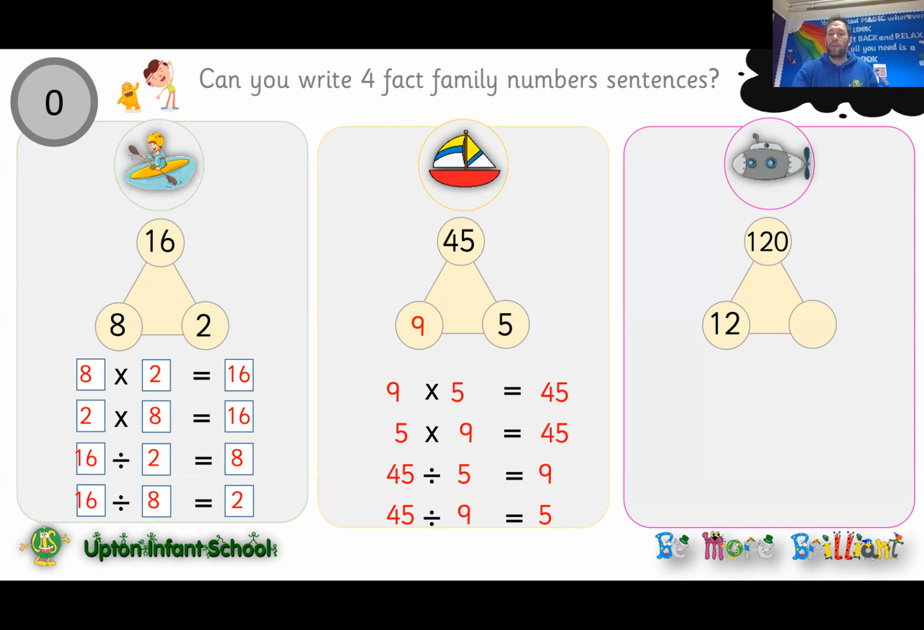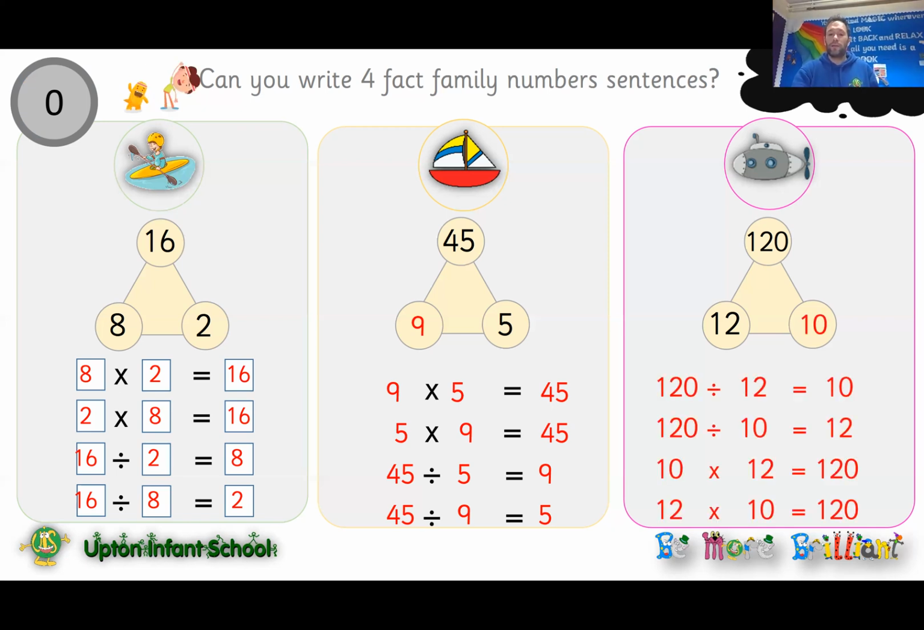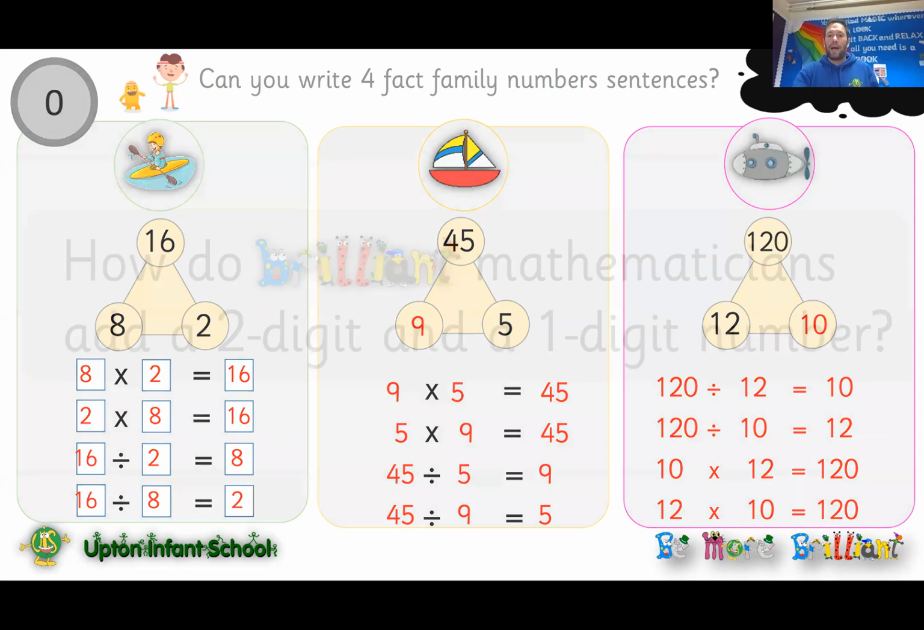And the missing number on our third challenge was 10. 120 divided by 12 is 10. 120 divided by 10 is 12. 10 times 12 is 120, and 12 times 10 is 120. Well done if you've got all four number sentences. And on to today's lesson.